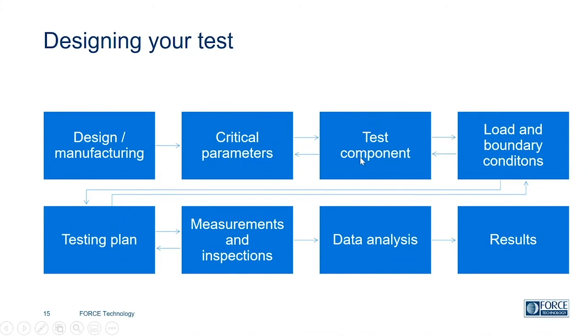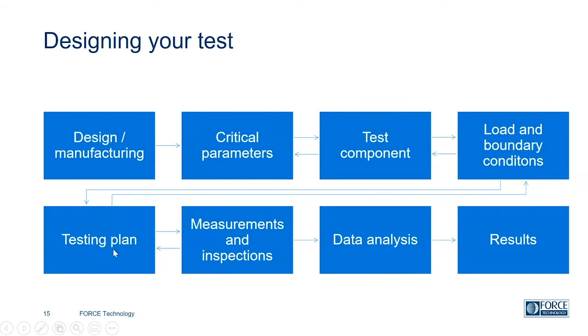From that, we can arrive at our test component. Now, our test component could only be a piece of the product, or it could be the whole product in itself. And once we've determined what we're testing, we need to talk about our load and boundary conditions. How are we applying the load? How are we representing those real loads in this idealized testing environment? And how do we grab on to our piece to make sure the loads that we're applying can be reacted and taken down into some test bench?